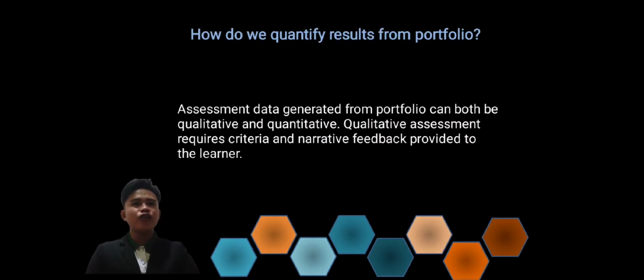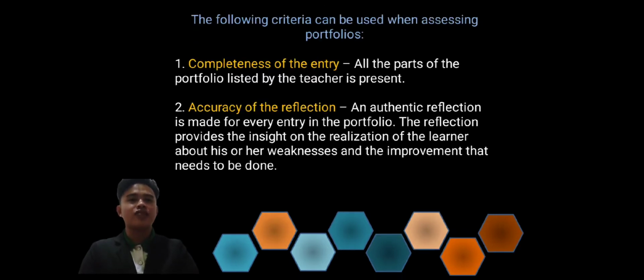Next, we have how do we quantify results from portfolio. So assessment data generated from portfolio can both be quantitative and qualitative. Qualitative assessment requires criteria and narrative feedback provided to the learner. So here is the list of the criteria that you can use when assessing portfolios. So we have completeness of the entry. Are all the parts of the portfolio listed by the teacher present?